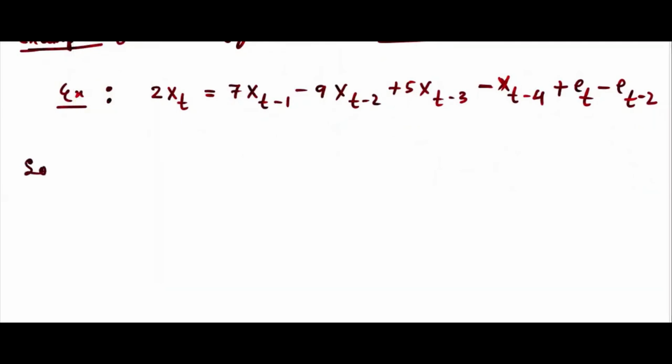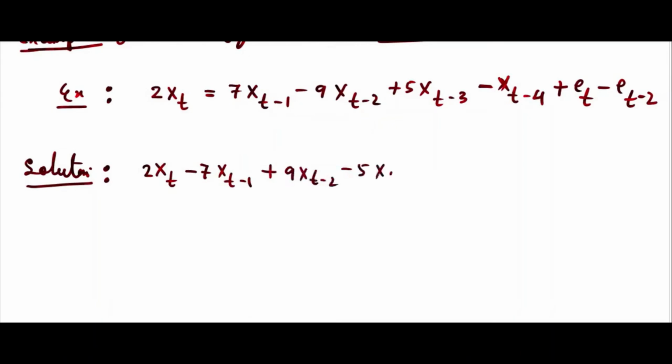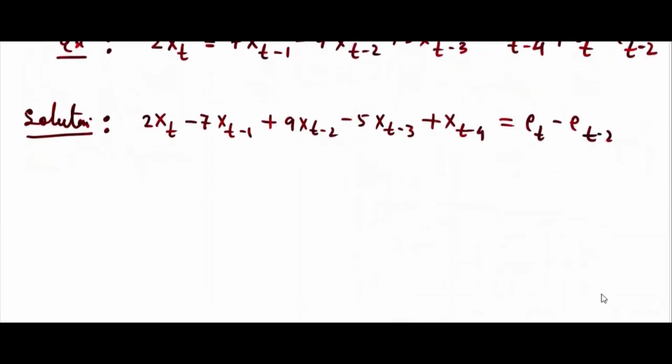So let me bring everything to the left hand side. 2xt minus 7xt minus 1 plus 9xt minus 2 minus 5xt minus 3 plus xt minus 4 is equal to et minus 2. See the possible mistake we can make here. You write this way, 2xt minus 2xt minus 1. That's fine. So this will be 2xt minus xt minus 1.